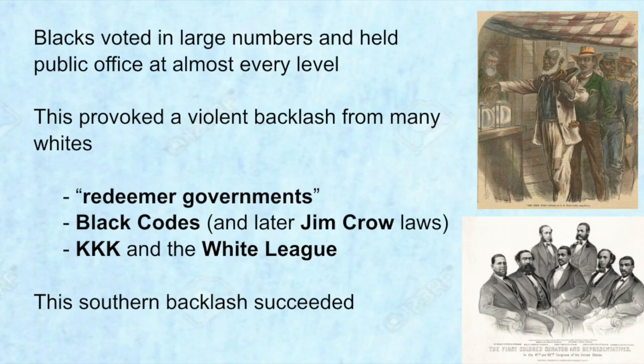This happened in the form of Southern Democratic Redeemer governments. These Redeemer governments implemented oppressive black codes and later Jim Crow laws, and acted violently through organizations like the KKK and the White League. This Southern backlash succeeded, and the promises of Reconstruction were mostly unfulfilled.